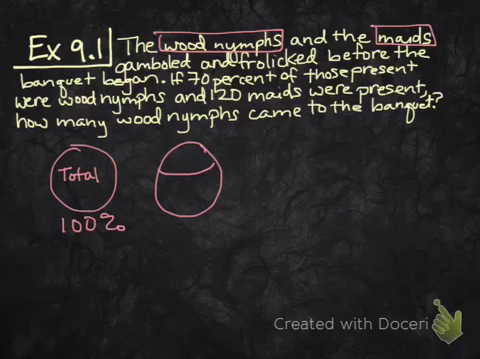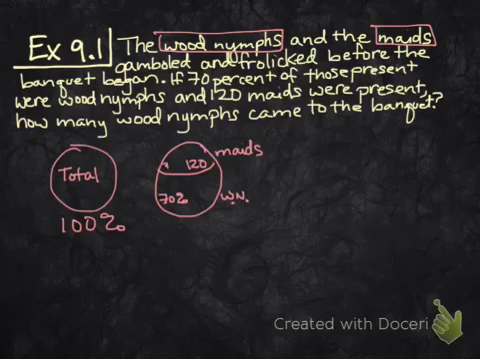From the problem, we know that 70% were wood nymphs. So in my two drawings, I have one drawing that represents the whole thing, and the second drawing represents it split up. I have 70% that were wood nymphs, and we know that there are 120 maids. If we just look at the math, 70% are wood nymphs, so the other percentage has to be 30, because 70 plus 30 is equal to 100%. So we know that 30% is the same as 120.